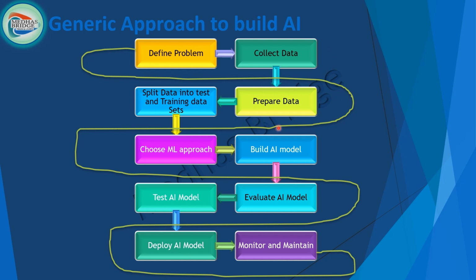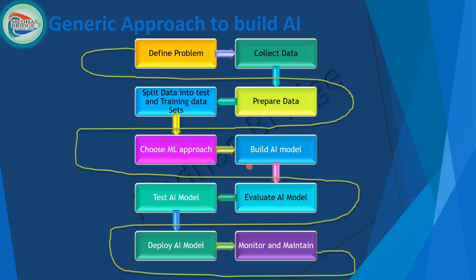Now you have to prepare the data, meaning you have to clean up the data and make sure you have the right data so that you can start building your solution. Once you have the data ready, you will split the data into two sets, a test data set and a training data set. Then choose a machine learning approach, what you think is the right fit for your problem statement. Then you start building the AI model. Once the AI model is ready, you start evaluating the model.